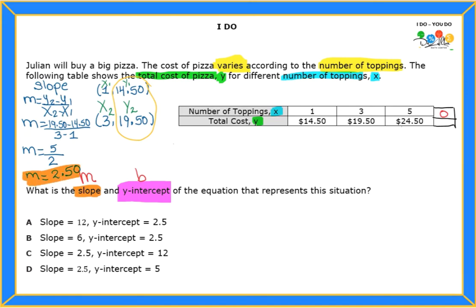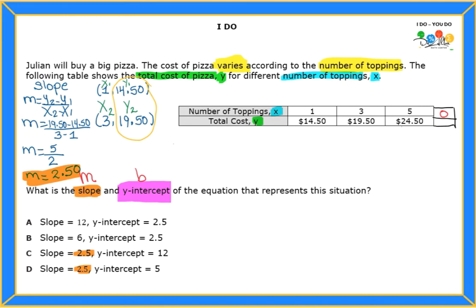This is my slope, right? So if you look at the answer choices, I do see a 2.50, and I do see a 2.50 on C and D. Is that right? Okay, so I can eliminate A and B, but we can come back to that.